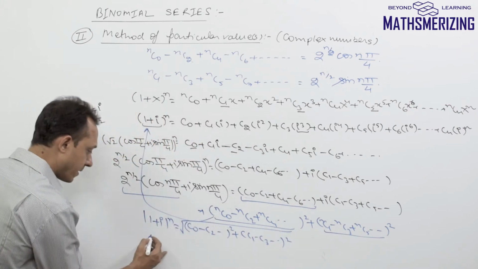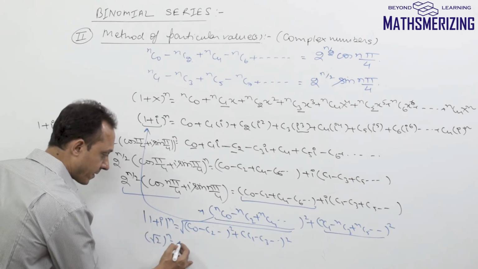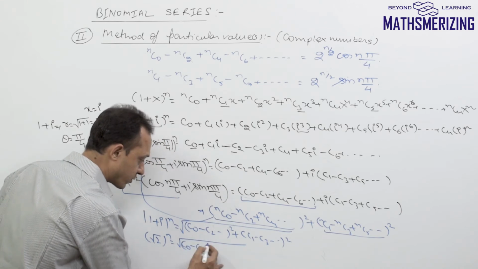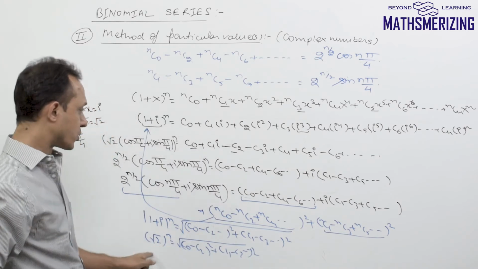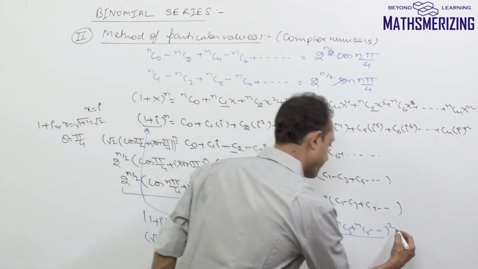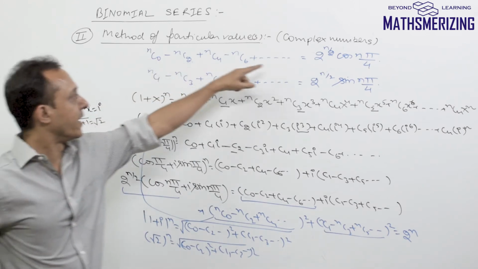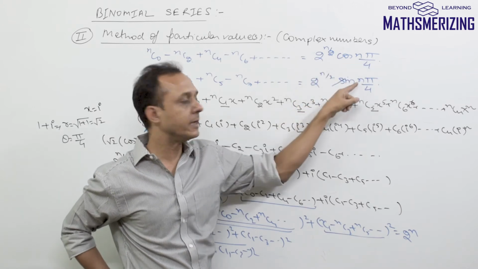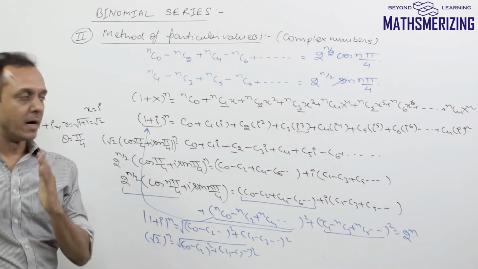And for this one, its modulus value is the square root of 2 to the power n, and this is the square root of (C0 minus C2) whole square plus (C1 minus C3) whole square. So if I square it, I'll get this value as simply 2 to the power n. And also if I square it and add them, 2 to the power n will be common, and then cos square theta plus sin square theta will be 1. So the answer to this series will be simply 2 to the power n.